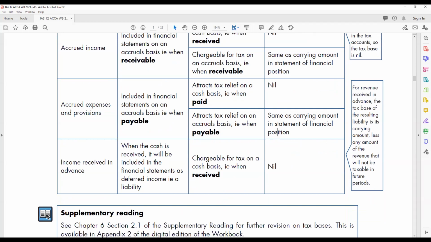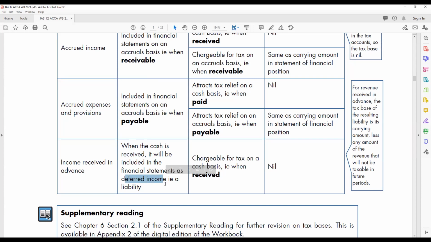And income received in advance, say for example the interest for the next period, you have received in the current year. So this is called what? Income received in advance. In accounting rule, when the cash is received in advance, it will be included in the financial statement as deferred income.